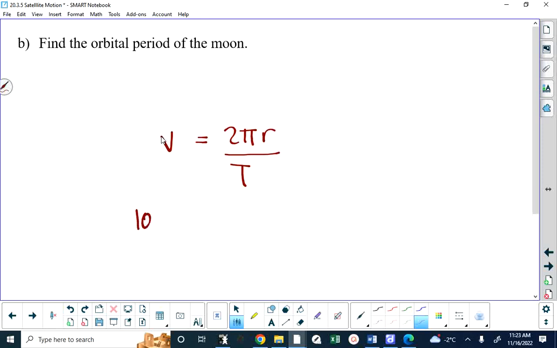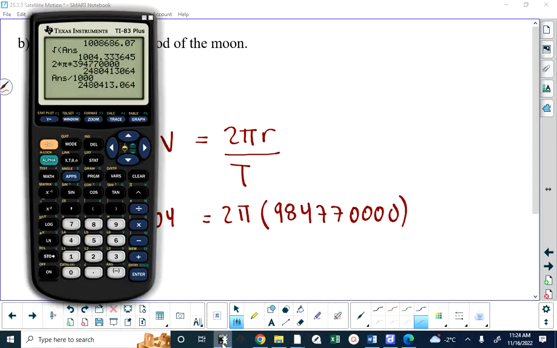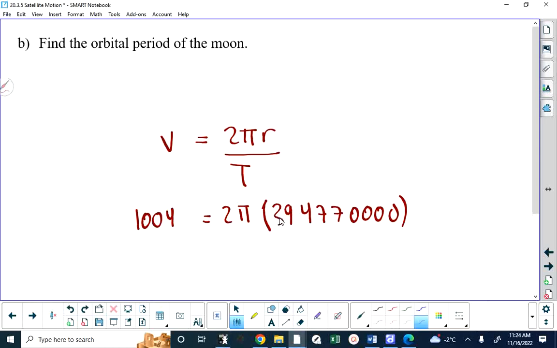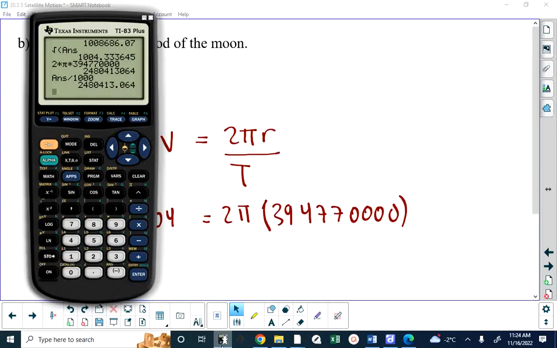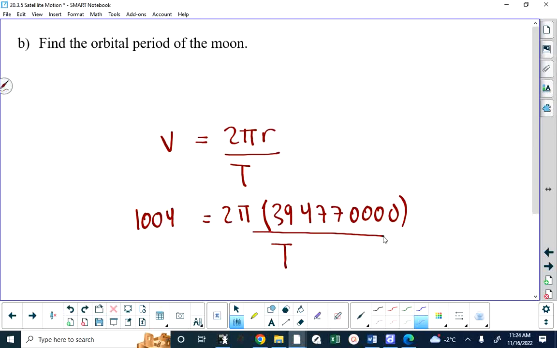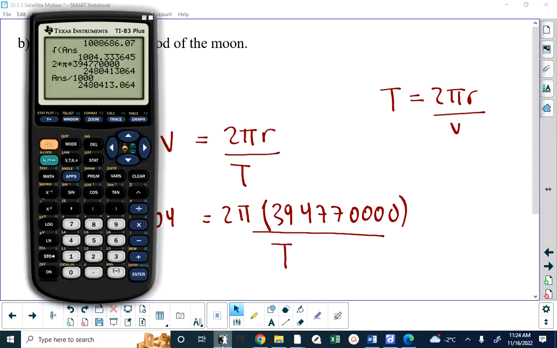We can put in that 1,004 meters per second. We can put in that 394,770,000, and I'll double check that number, over t. So when you cross multiply that, t is going to be equal to 2 pi r over the speed. 2 pi times 394,770,000 divided by that 1004.333. You don't need to carry all your decimals.